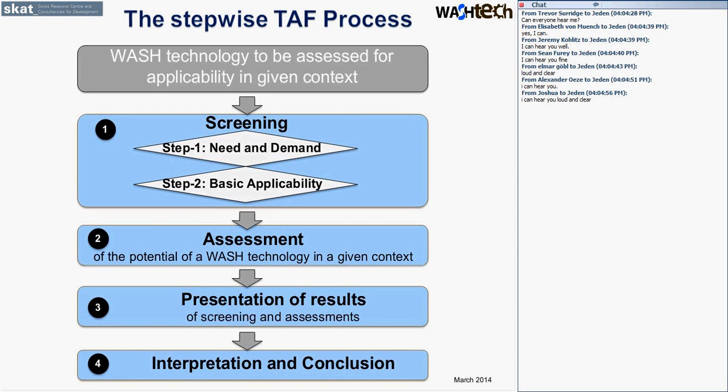The TAF uses a stepwise approach following 4 steps. The first step is called screening. The screening filters out those technologies that do not work in a specific environment, for example, for technical reasons, where the water level is too deep, or where there is often flooding, or where there is no need for this particular technology at all. But if you pass the screening, then you go to the second step, which includes a comprehensive assessment using 18 indicators. And these indicators should consider all relevant aspects of scalability and applicability. Third step includes the presentation of results, and the last and final step is about interpretation and conclusion.